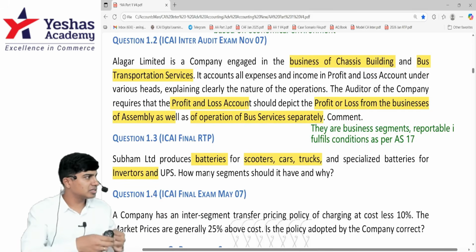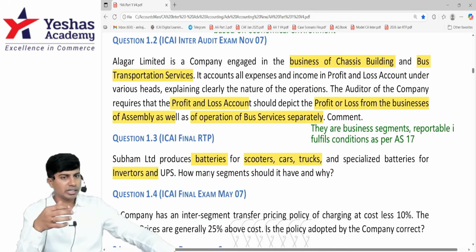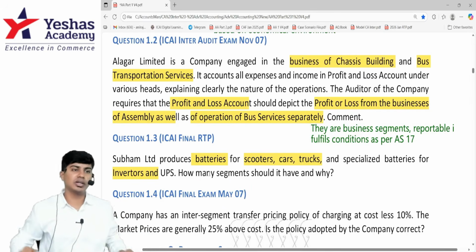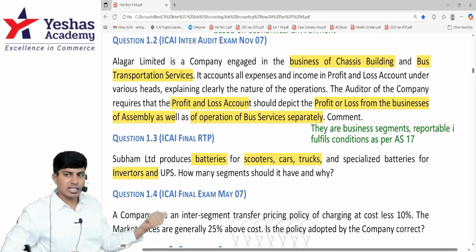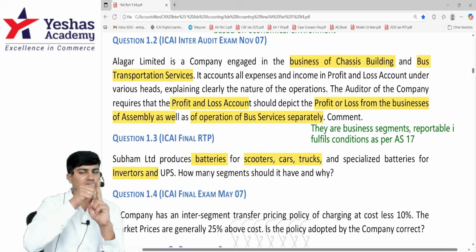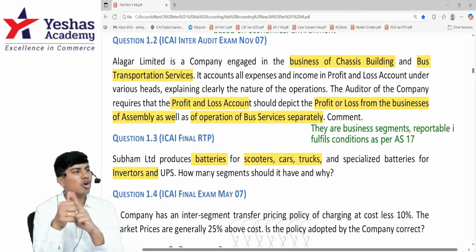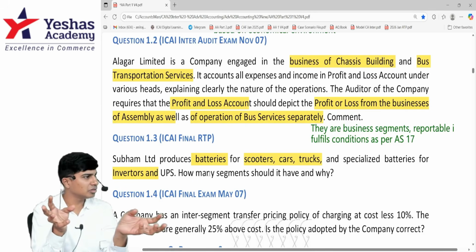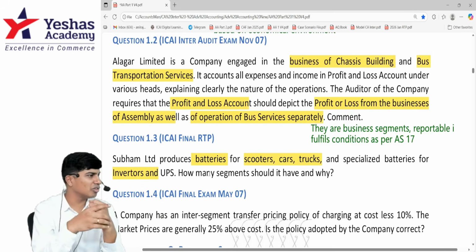I manufacture batteries. Where are my batteries used? My batteries are used in car, scooter, bike, bus, and all. And my batteries are also used in UPS at home. I should divide my battery business into two segments. Product for transportation vehicle use. Second, for domestic use. That's the major classification. Is there any other classification that you can tell? Based on the risk and reward involved in the product.